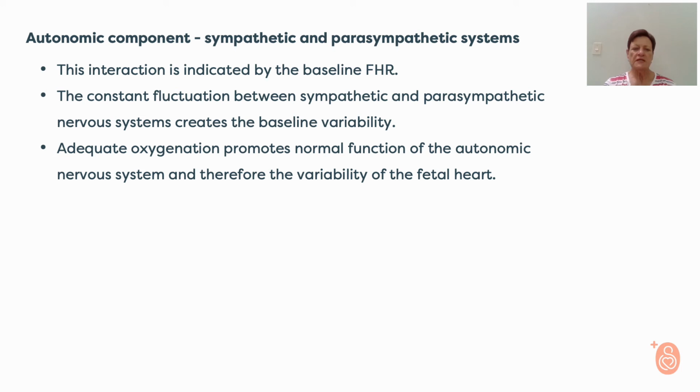And for the sympathetic and parasympathetic nervous system to interact with each other in a healthy way, we need enough oxygen. So when there's a good baseline variability, it tells us that there's well enough oxygenation to the sympathetic and the parasympathetic nervous system.